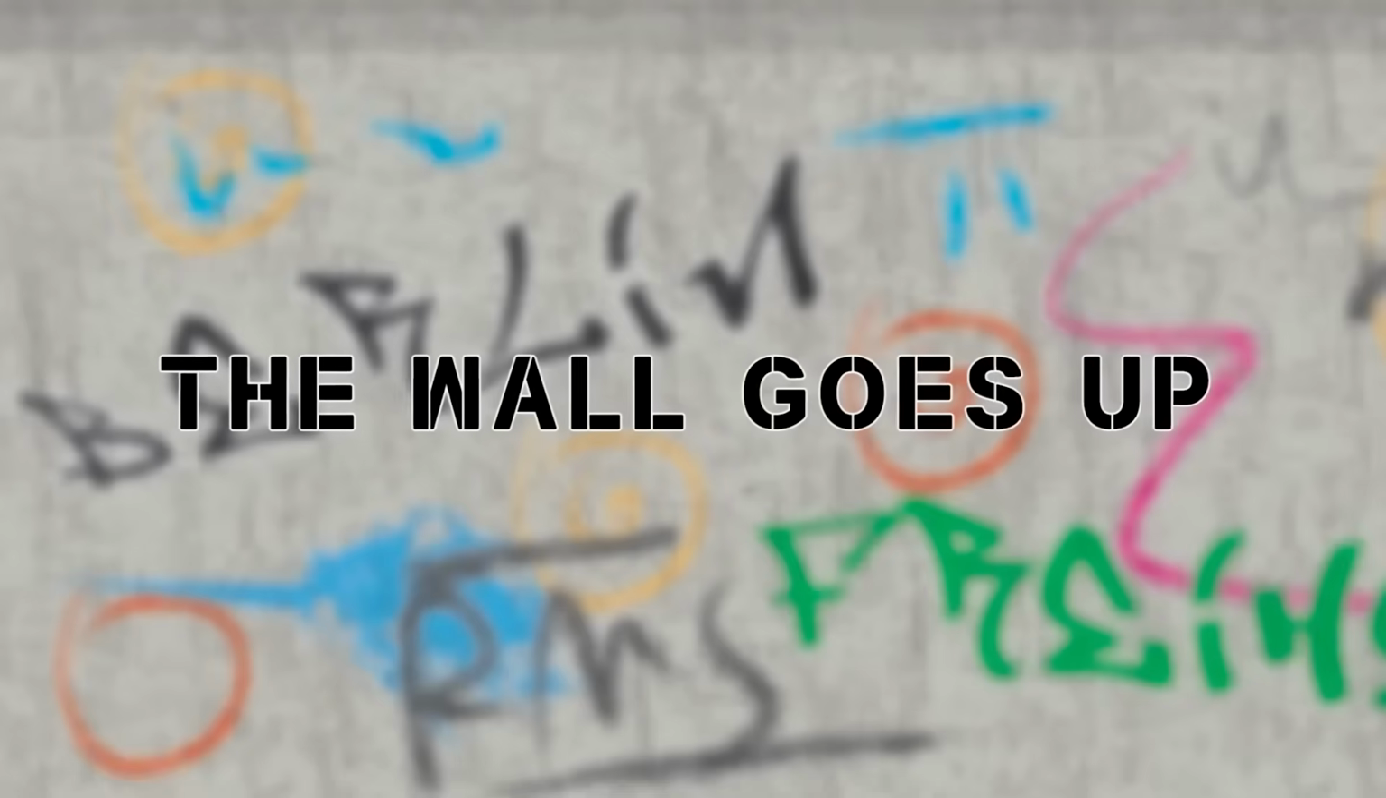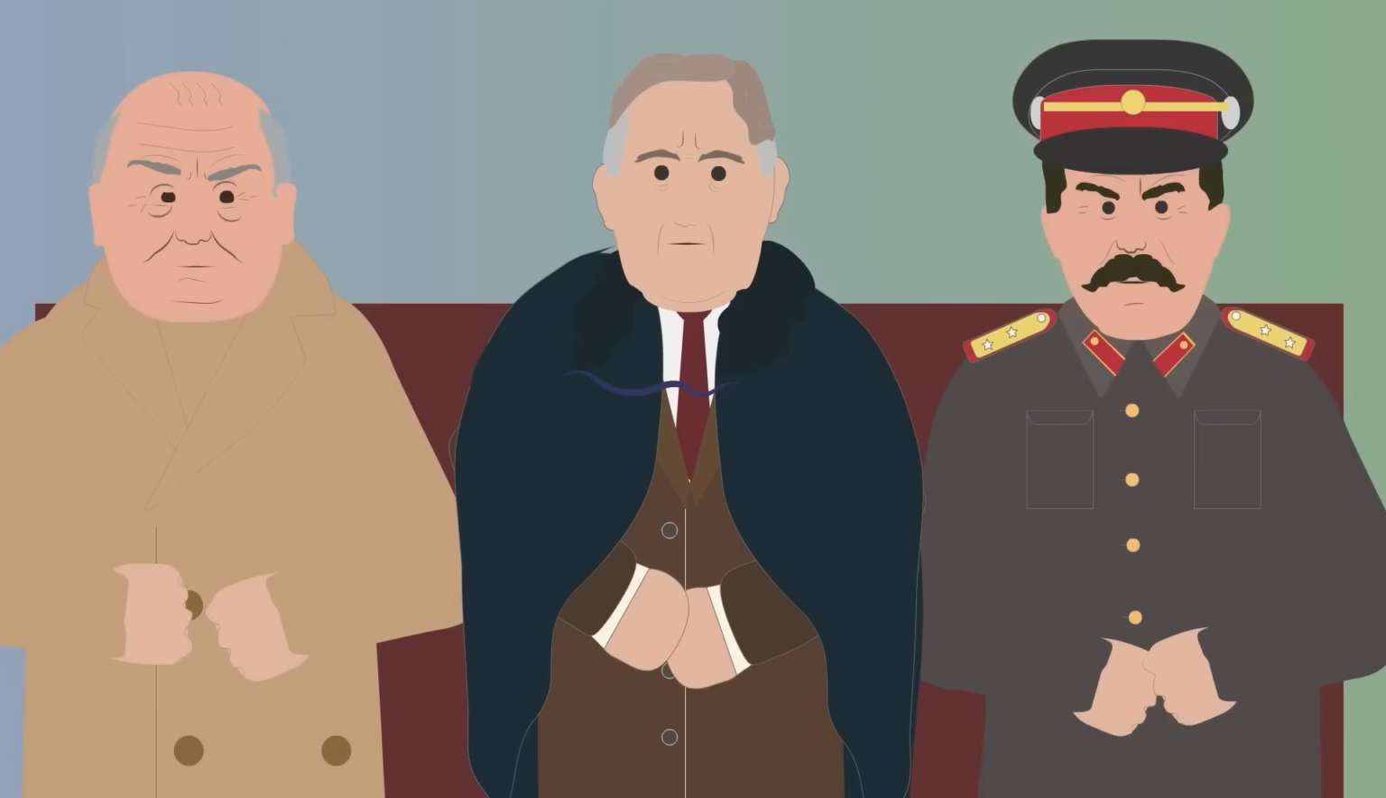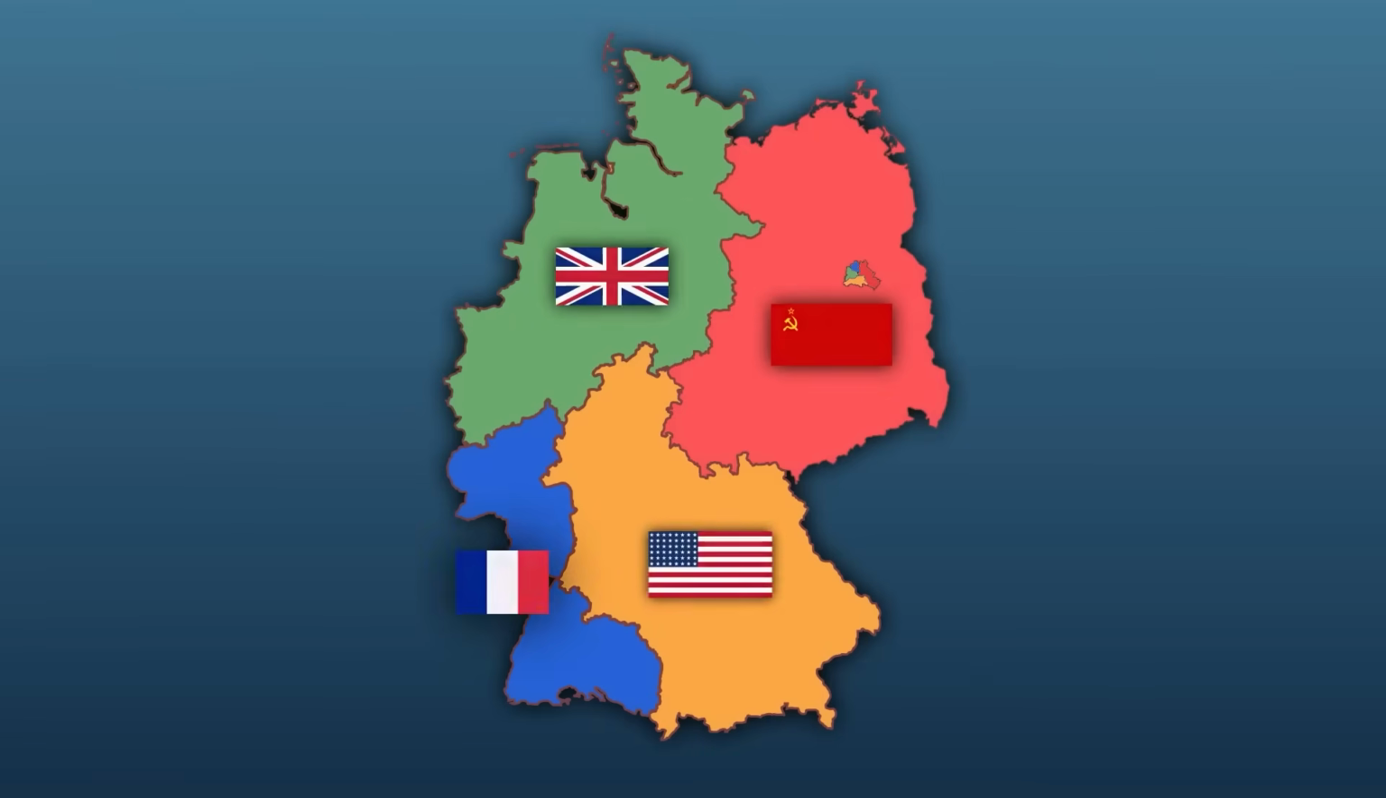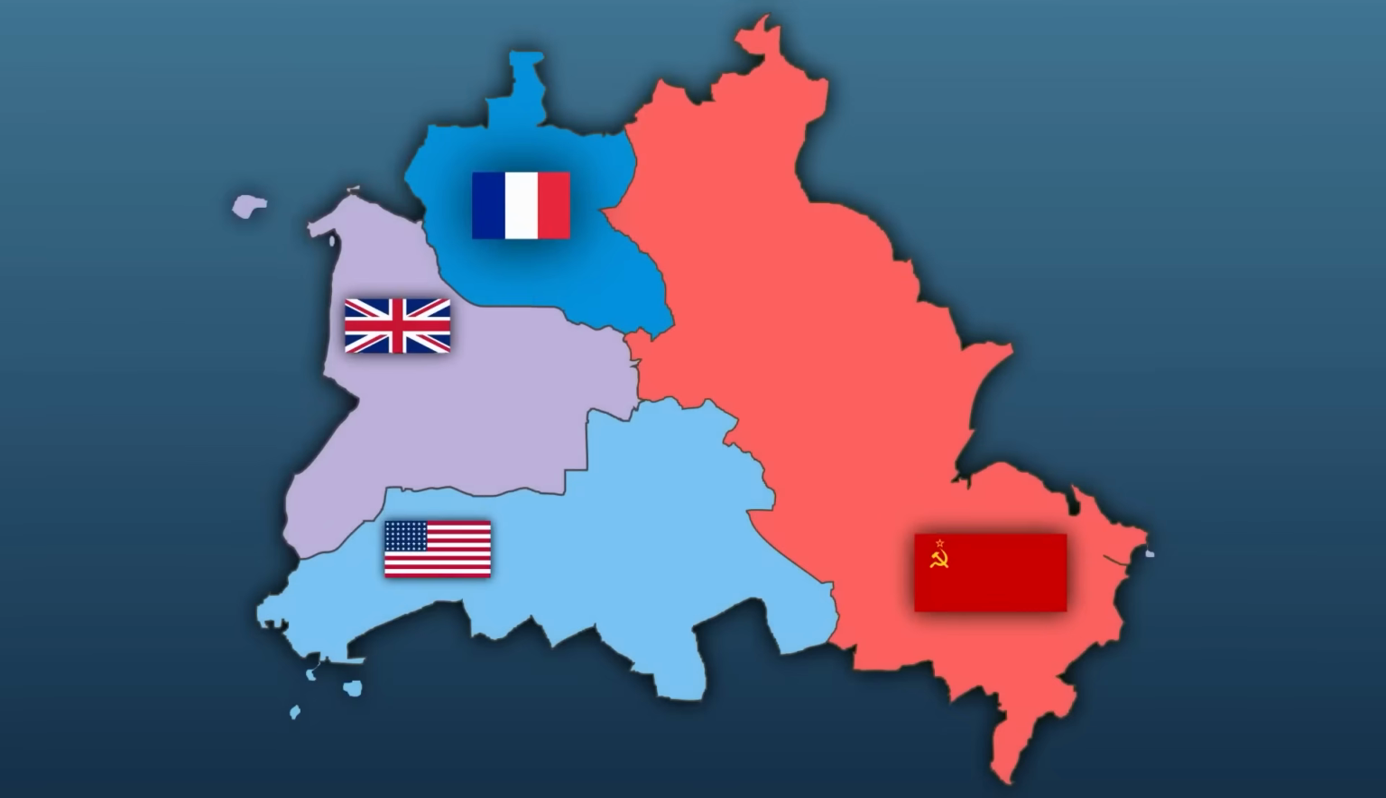The wall goes up. When World War II came to an end in 1945, the victors came together at the Yalta and Potsdam conferences to split Germany into 4 Allied occupation zones. East Germany would go to the Soviet Union, while the western part went to the United States, Great Britain, and France. Even though Berlin was located entirely within the Soviet part of the country, the city would be split into 4 sectors in the same way.